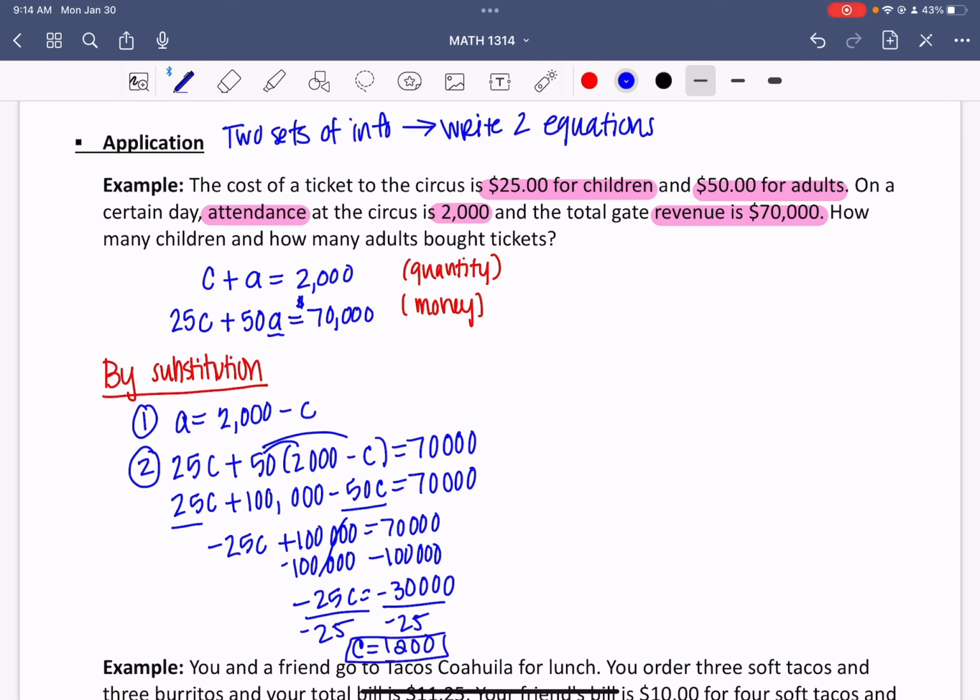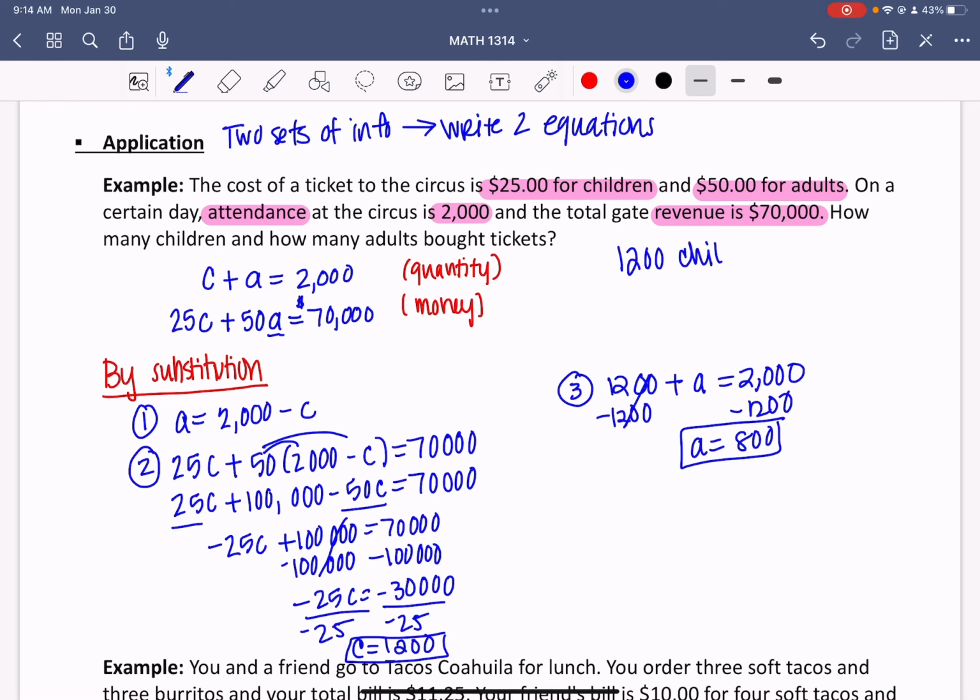Now, once you get a value for one of your variables, remember step 3 was to plug it back into one of the other equations. I'm going to plug it back up into the first equation because it's got some simpler arithmetic, but it doesn't matter. I would subtract the 1,200 over. It gives me A equal to 800. So how many children and how many adults bought tickets? That means we had 1,200 children at the circus that day and 800 adults.